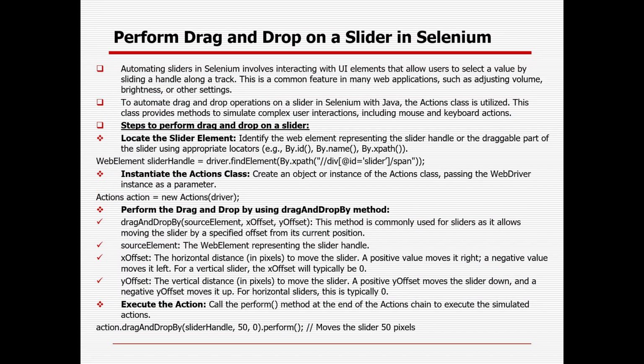Okay. So with the help of Selenium WebDriver, we can handle the slider. So what are the steps you need to follow? First, you need to identify the element. You need to create an object or instance of the Actions class. You need to call the dragAndDropBy method, and you can give the web element reference, x offset and y offset value. The y offset will be 0 in case it's a horizontal sliding, or the x offset value will be 0 in case it's a vertical sliding. And at the end, you need to call the perform method to perform the sliding.